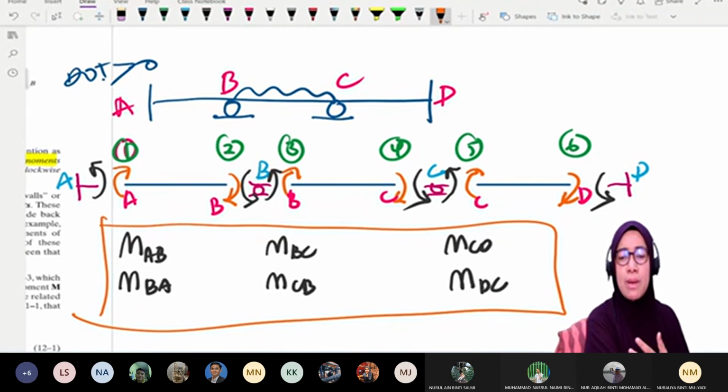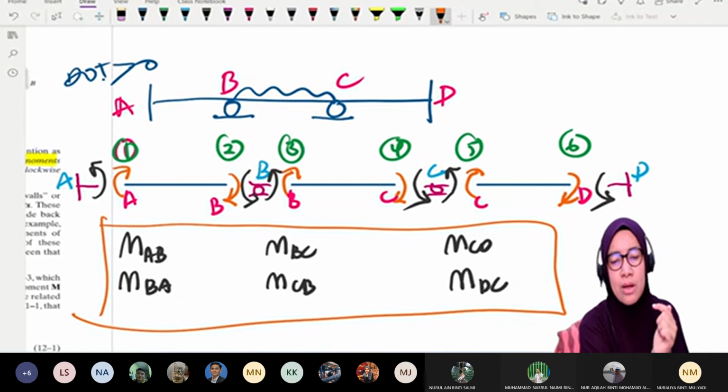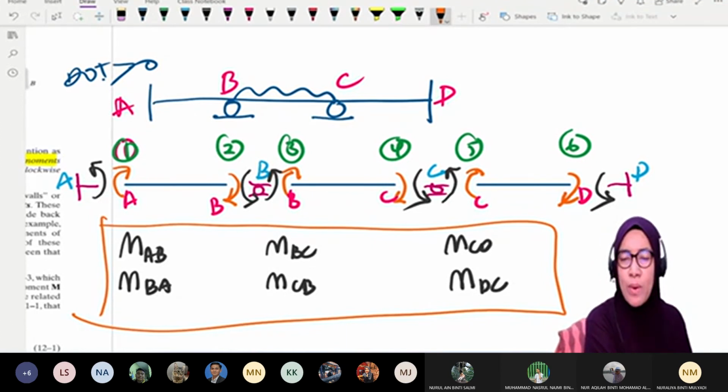And please also remember, beside members, we also have joints. The joint moment is opposite to the member end moment. Do you see the black one and the orange one? The orange is clockwise, the black is anticlockwise, counterclockwise. The black arrow refers to the joint, called the joint moment, and the joint moment is opposite to the member end moment.